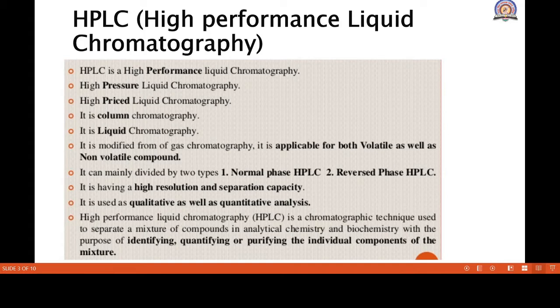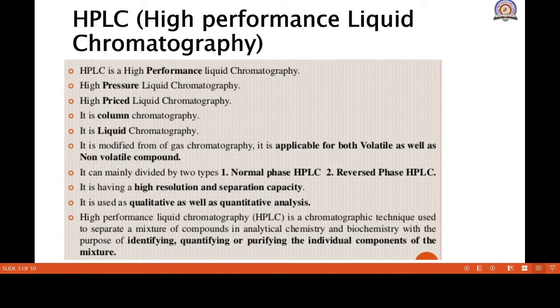HPLC, the full form of HPLC, is high performance liquid chromatography. It is also called high pressure liquid chromatography and high precise liquid chromatography. These are the names for this HPLC. It is a column chromatography, that means here we use a column. That's why it is a column chromatography. It is a liquid chromatography. So whatever mobile phase is used, that is a liquid. That's why it is a liquid chromatography.